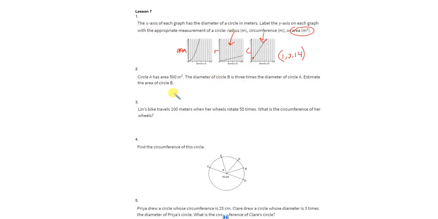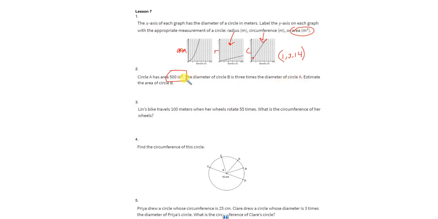So, moving on to number 2. A circle has an area of 500 square inches. Circle A has an area of 500, and circle B has a diameter 3 times the diameter of circle A. We are to estimate the area of circle B. Alright, well, circle A is 500 square inches, and the diameter of B is 3 times the diameter of circle A.